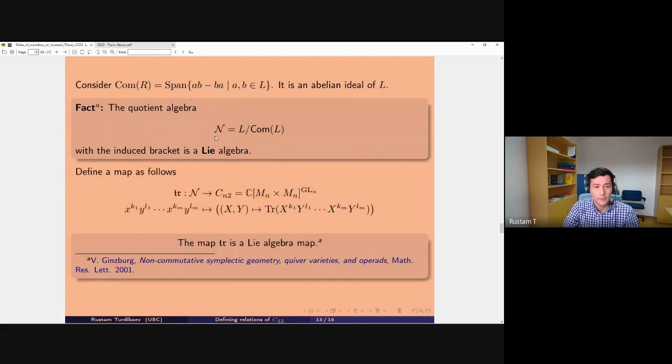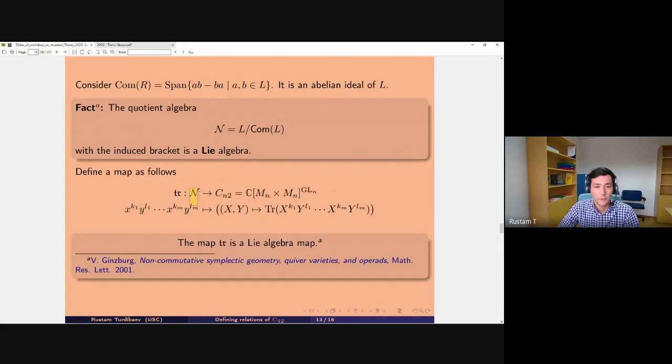And now there is this result by Ginzburg that says that if you take the following map, so you take a necklace here and send it to a polynomial map which evaluates on pairs of matrices the traces of the same monomial, then this becomes a Lie algebra homomorphism.